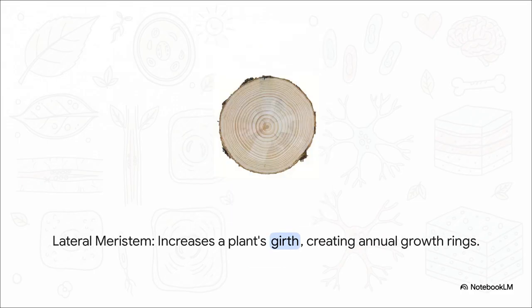But of course, plants don't just get taller, they also get wider. That's where the lateral meristem comes in. It's like a ring of tissue inside the stem that keeps adding layers, increasing the plant's girth. You know those annual rings you see in a tree trunk? Yep, that's a direct record of the lateral meristem's work, year after year after year.